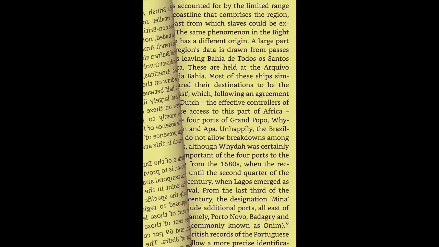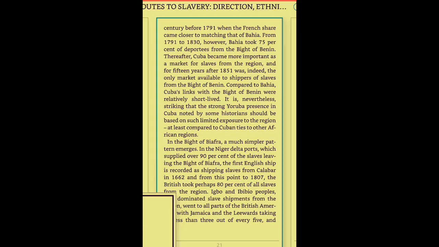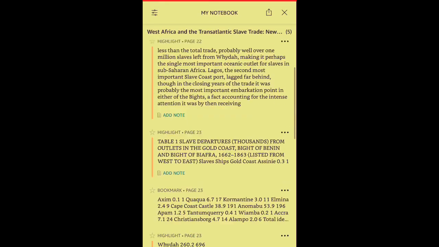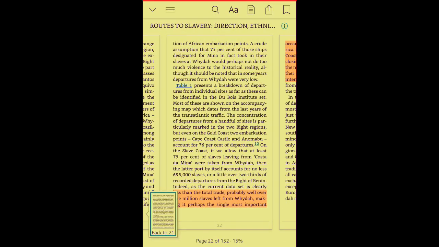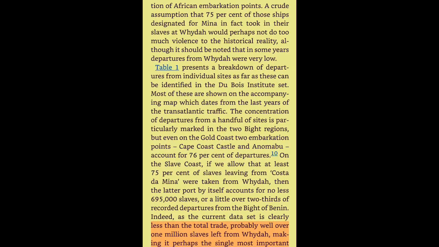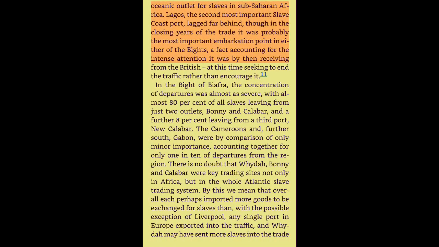So this trade is very extensive, as far as the trading they were doing on that coast. It says here, less than the total trade, probably well over 1 million slaves left from Whydah, making it perhaps the single most prolific outlet for slaves in sub-Saharan Africa.